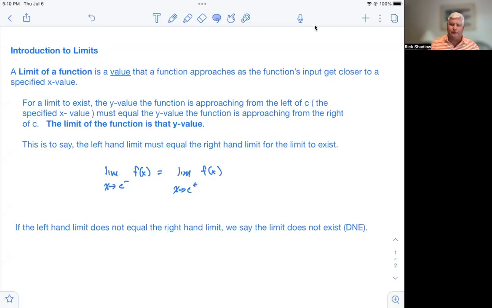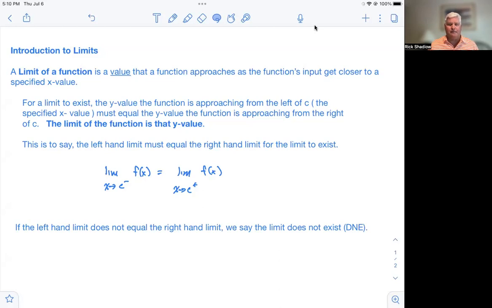Hi there, BC Calculus students, and we're looking at the introduction to limits. The limit of a function is the y value that the function approaches, specifically the value it approaches as the function input gets closer to a specified x value.